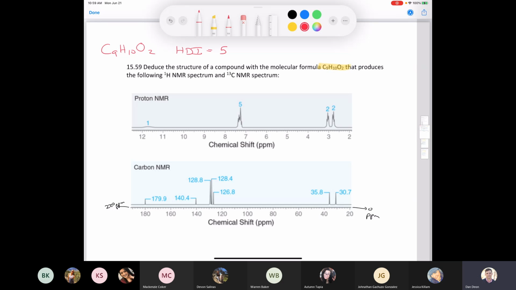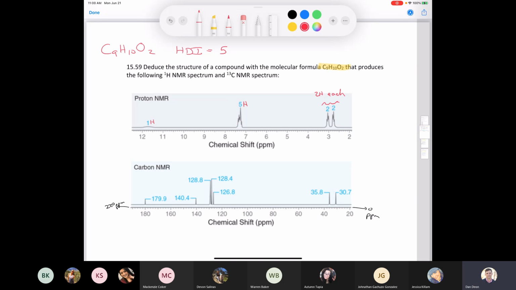Let's go over to the proton. Now I want you to have the table of proton chemical shifts with you, and you notice that you have a total of an integration of 1 here, 5 here, 2 and 2 here. If you add up 1 plus 5 plus 2 plus 2, you get a total of 10. So that tells me that this peak here represents 1 proton, this one represents 5 protons, and both of these represent 2 protons each.